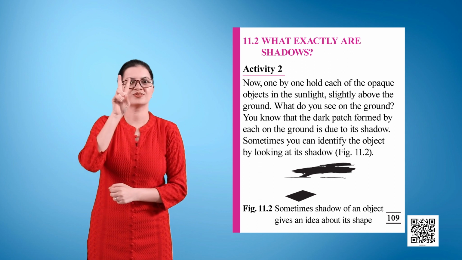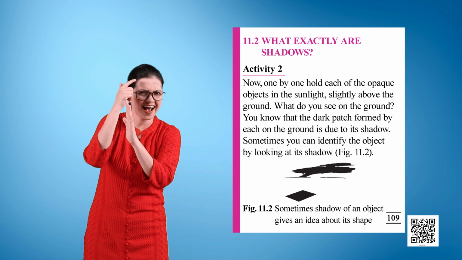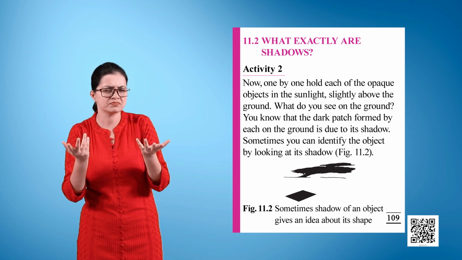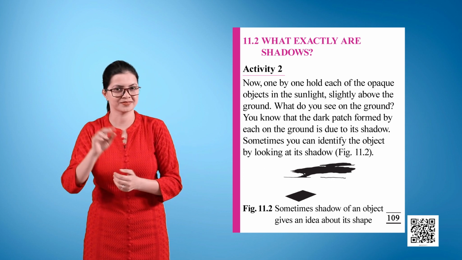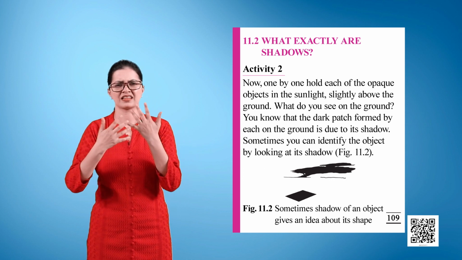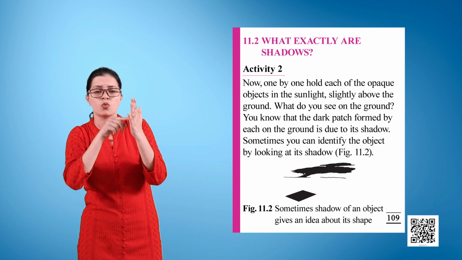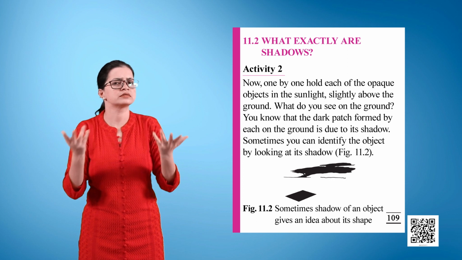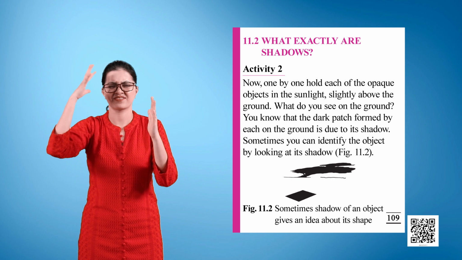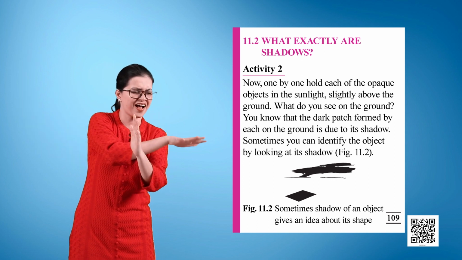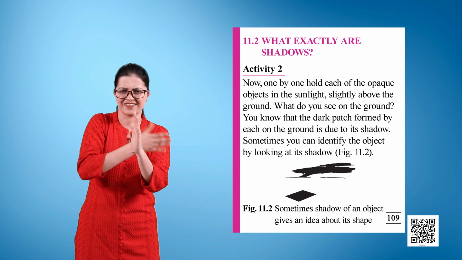(11.2) What exactly are shadows? Activity 2. Now, one by one, hold each of the opaque objects in the sunlight slightly above the ground. What do you see on the ground? You know that the dark patch formed by each on the ground is due to its shadow.